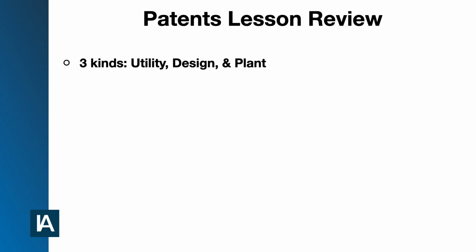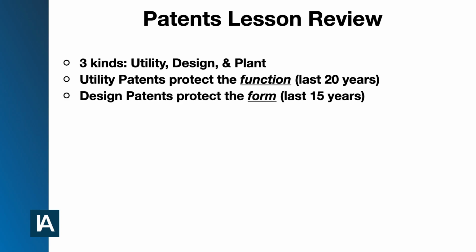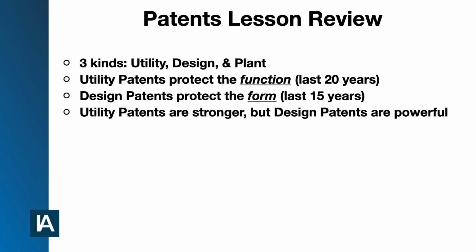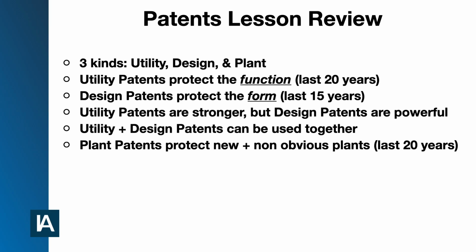So let's review. There are three kinds of patents: utility, design, and plant. Utility patents protect the function of an invention, and they last for 20 years. Design patents protect the form or look of an invention, and they last for 15 years. Although utility patents are stronger, design patents can be very powerful on their own to protect your unique version of a product. Utility patents and design patents can work together to strengthen the protection of an invention. Plant patents protect new and distinct asexually reproduced plant varieties. They last for 20 years.